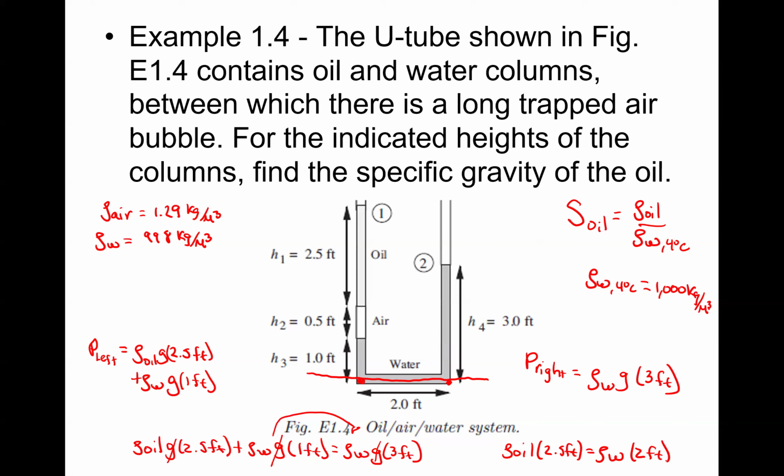And if I now go to the definition, which I had put here, then the rho of oil over the rho of water is going to be equal to 2 over 2.5. Let me see where I can put this. S, which is equal to rho of oil over rho of water, equals 2 over 2.5. Obviously, out of space here. And that is equal to 0.8.